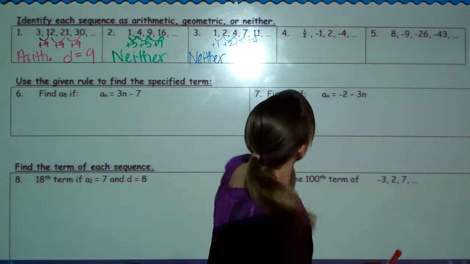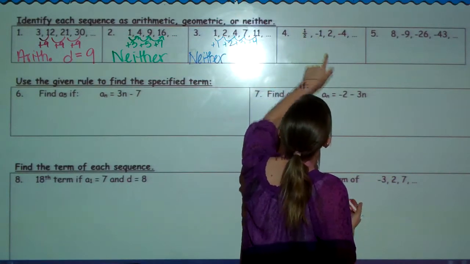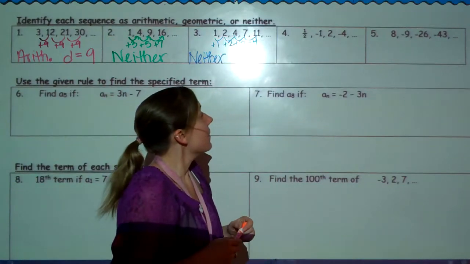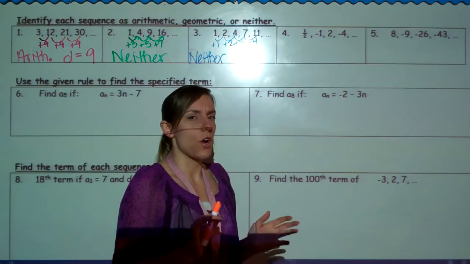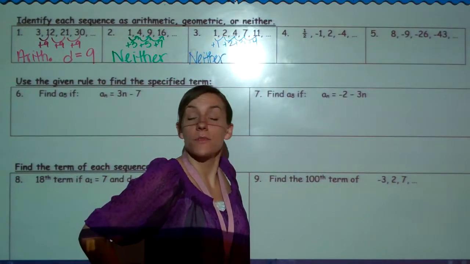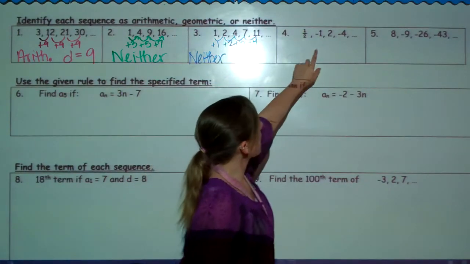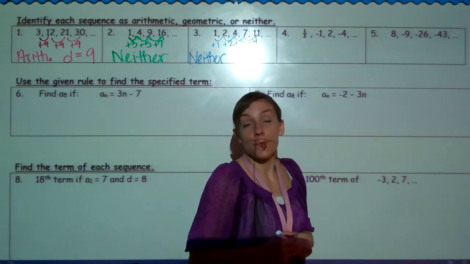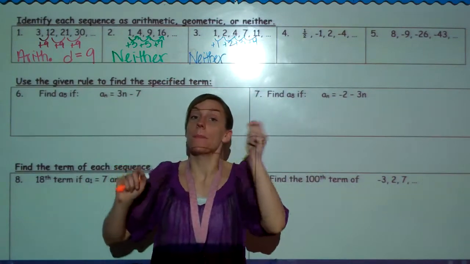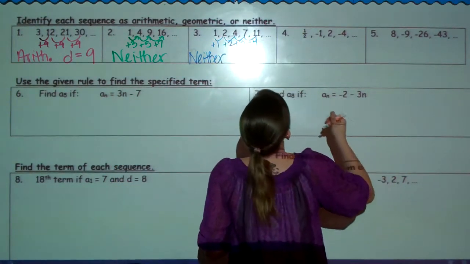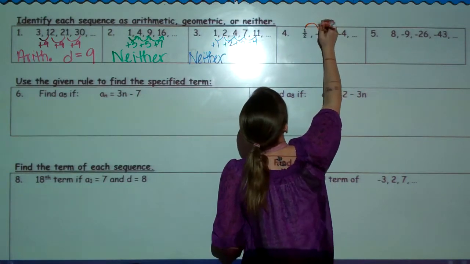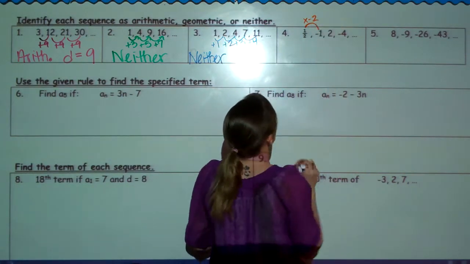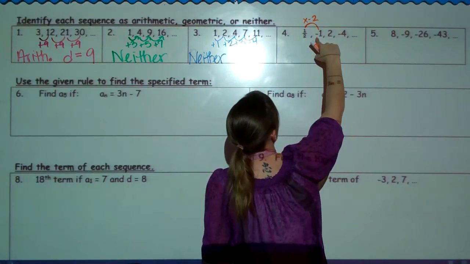Okay, so then we go here. All right, so from 1/2 to negative 1/2, that is much harder to do adding or subtracting. Because we've got a fraction, and because our signs keep changing from positive to negative, this is probably geometric. It's probably multiplying by something. So I believe it looks like we're multiplying by a -2, because that will get you to negative 1/2.